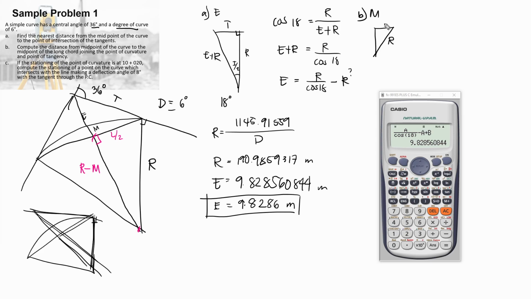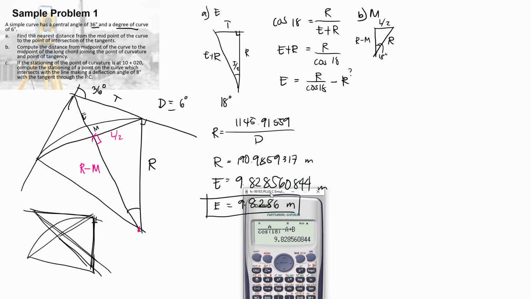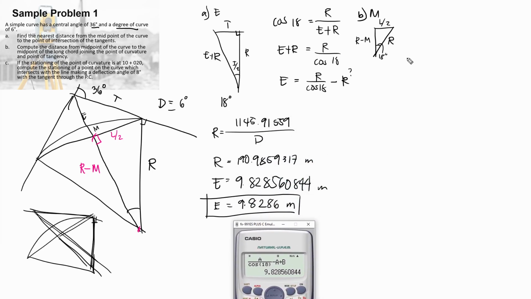So simplify lang natin. This is still the radius. This is L over 2. This is the radius subtracted by the middle ordinate. And alam natin to na 18 degrees pa rin yung interior angle, half pa rin nung ating curve. Adjacent over hypotenuse ulit, so tayo ay cosine again. So cosine 18 is equals to R minus M over R. Mag-shift solve na lang tayo, since meron naman tayo ng R, makakasolve na natin si M.